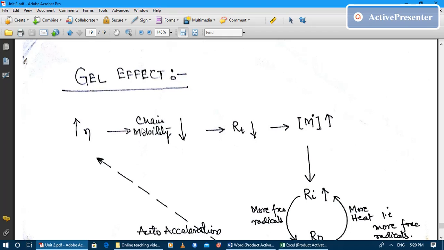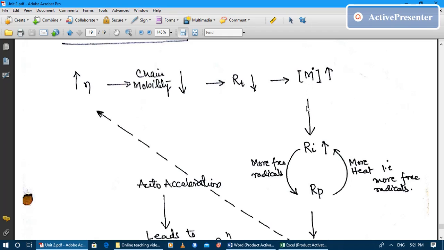So if chain mobility has been reduced by the increased viscosity of the system, the rate of termination will also reduce. Once the rate of termination is reduced, the steady state will shift, and the result will be an increase in the radical concentration. The concentration of the secondary radicals, meaning M dot concentration, will increase. Once M dot concentration increases, it will lead to an increase in Ri, the rate of initiation, because more free radicals are present.